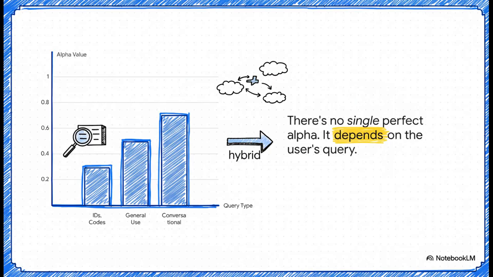And here's the thing, there's no single perfect alpha. The right setting really depends on what your users are actually typing into that search bar. If they're searching for specific product IDs or acronyms, you'll probably want to lean towards a lower alpha like 0.3 to give keyword search more power. If they're asking long conversational questions, a higher alpha like 0.7 is probably your best bet. And for everything else, a balanced 0.5 is an awesome place to start.